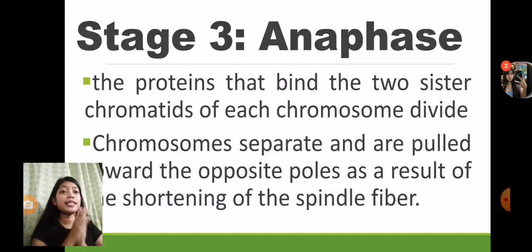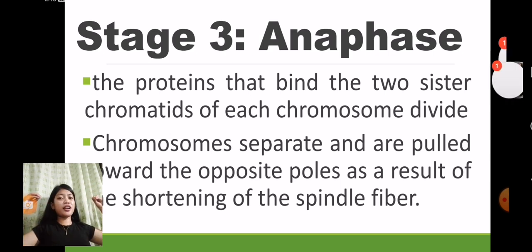And the next stage is anaphase. What happens in anaphase? Anaphase, wherein the proteins that bind the two sister chromatids of each chromosome divide. Chromosomes separate and are pulled toward the opposite poles as a result of the shortening of the spindle fibers. What happens in anaphase is the spindle fibers shorten, so they are no longer long. That's why the chromosomes separate to the opposite poles.